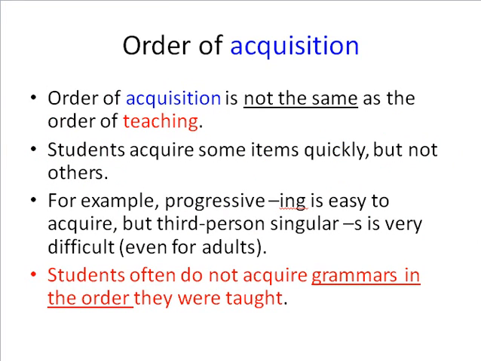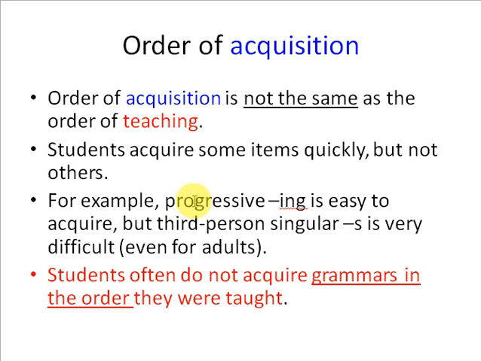We've been talking about the order of teaching, but the point of this video is that the order of teaching is not the same as the order of acquisition. Or maybe I should say that the order of acquisition is not the same as the order of teaching. So students do not acquire grammatical items in the order they are taught those grammatical items. So students acquire some grammatical items quickly, but not others.